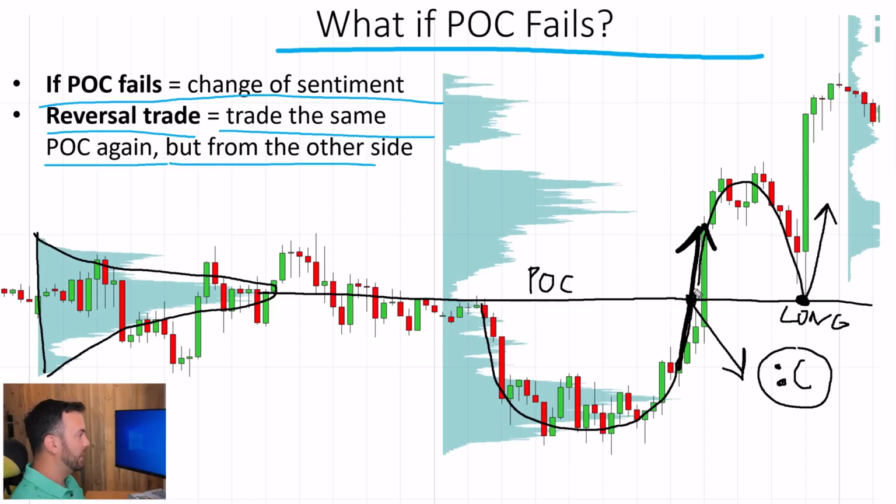So that's why you wait for the pullback, and very, very often the market gives you the chance to enter at that level again, right? Very, very often there is that pullback. And this is the reversal, right? If you previously went short, took a loss, then reversal would be taking a long from the same level, from the same point of control.